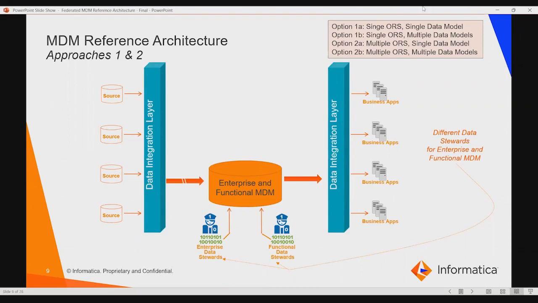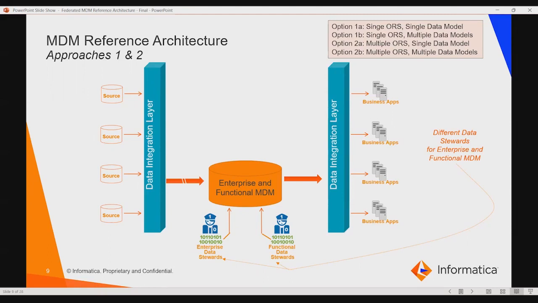geographical requirements. Option 2A is multiple ORS and single data model. So you would probably want to have multiple ORS where you want the data to reside in different geographical locations, but still you would want to stick to one single data model. You probably wouldn't want to go for multiple data models and make it more complex. And option 2B is for more complex use cases where you have multiple ORSs and multiple data models. So this is, of course, a little bit more complex to manage, but a lot of customers have those requirements as well.